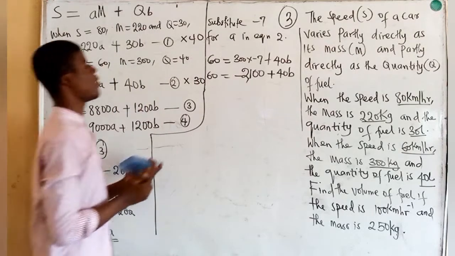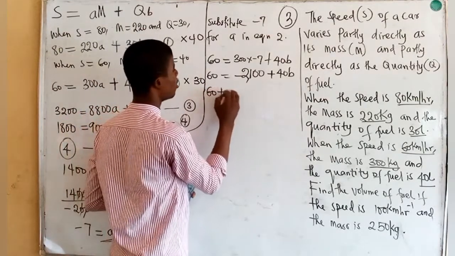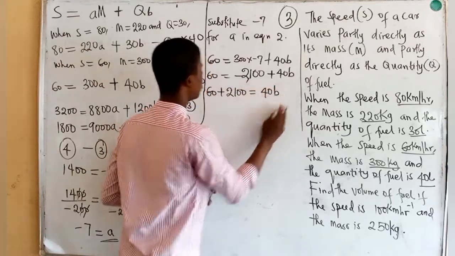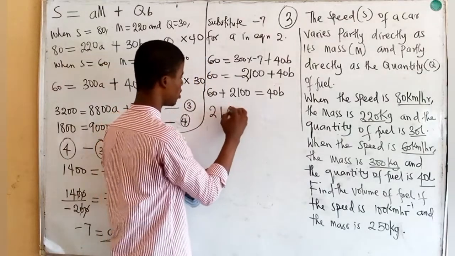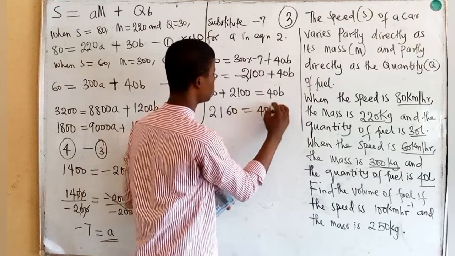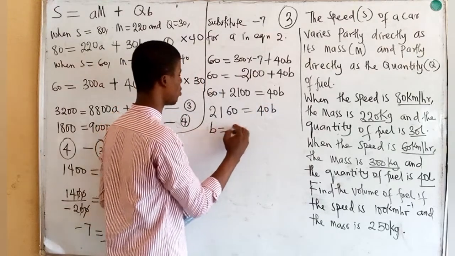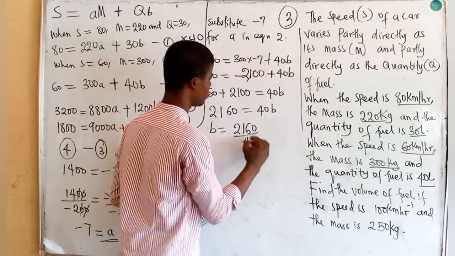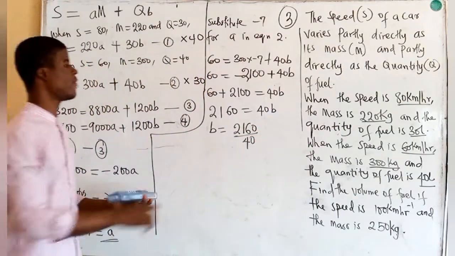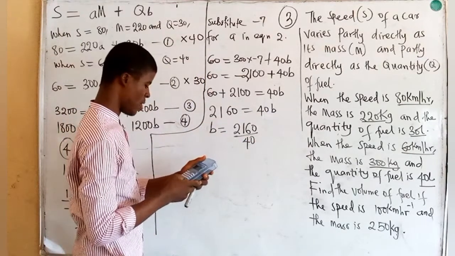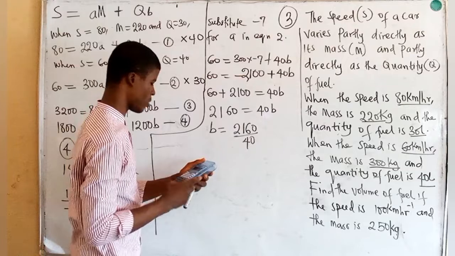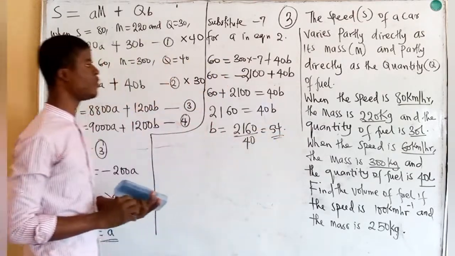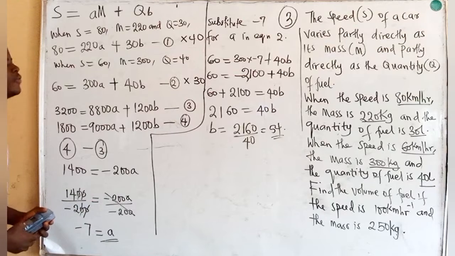Now, I'll add 60 plus 2100, which is equal to 40B. So 2160 equals 40B. B will be equal to 2160 over 40. That is, we divide both sides by 40, and then I have 54. So the value of B, the second constant, is 54.